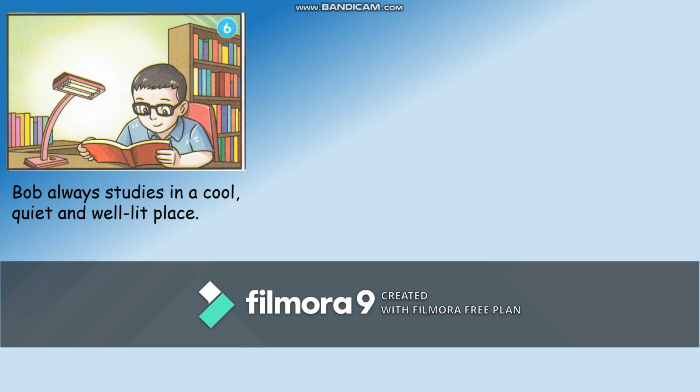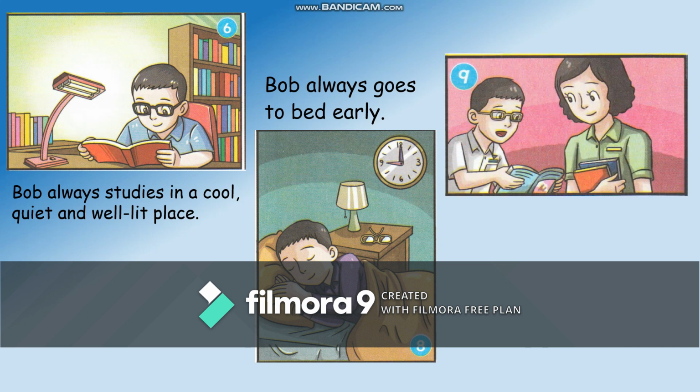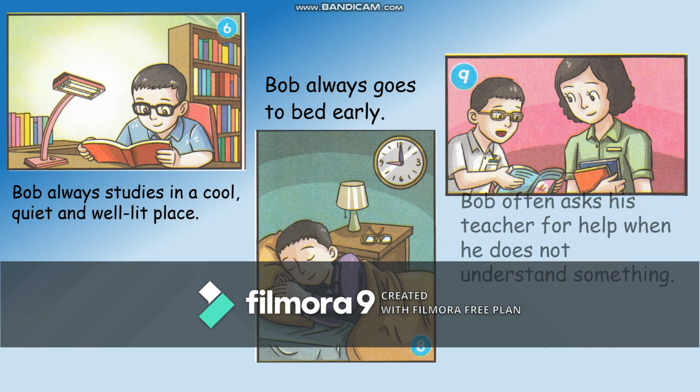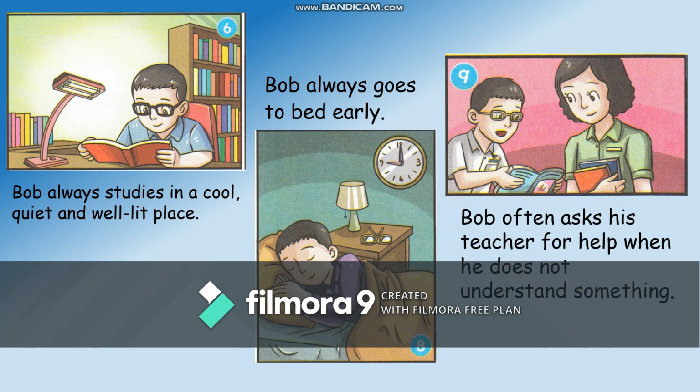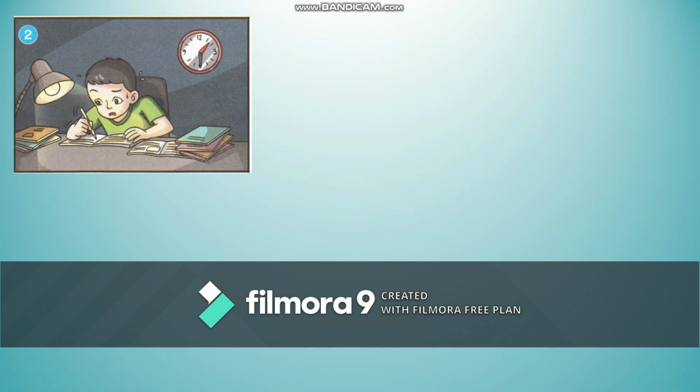Next, Bob always studies in a cool, quiet and well-lit place. And then Bob always goes to bed early. From the picture we can see that Bob goes to bed around 9 o'clock every night. And then Bob often asks his teacher for help when he does not understand something. Alright, that's all about Bob.